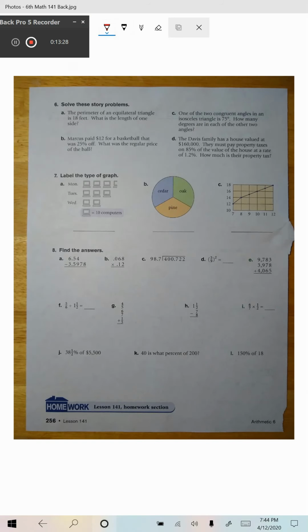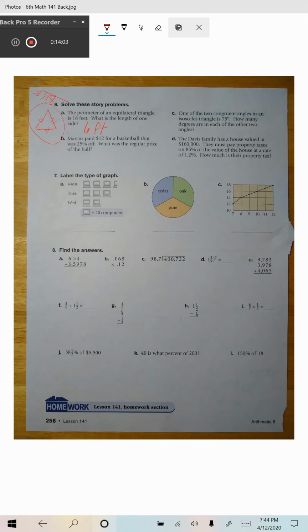Okay, here we go. The perimeter of an equilateral triangle is 18 feet. So what is the length of one side? Well, just remember, an equilateral triangle has 3 equal sides. This one looks more isosceles than equilateral, but it's got 3 equal sides. It'll show you with these tick marks. They all have the same angles. But if the whole thing is 18 and there's 3 sides, you just have to divide 18 by 3. And that tells us that each side is 6 feet.